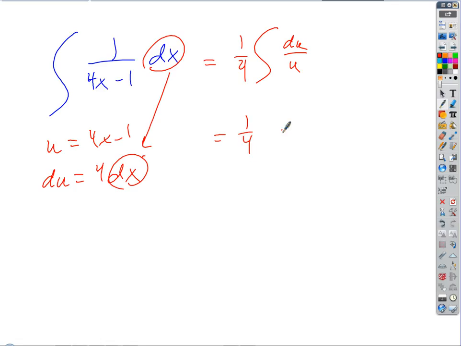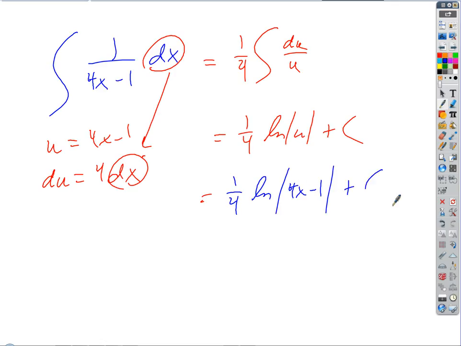So we just get 1/4 times natural log absolute value u plus c. We reverse the substitution, and we get 1/4 natural log the absolute value of 4x minus 1. Let's just do 4, probably 4, but you get the idea.